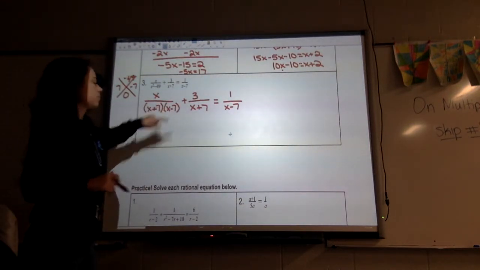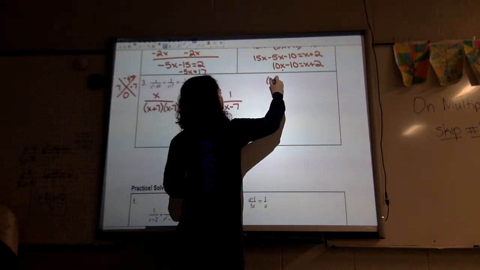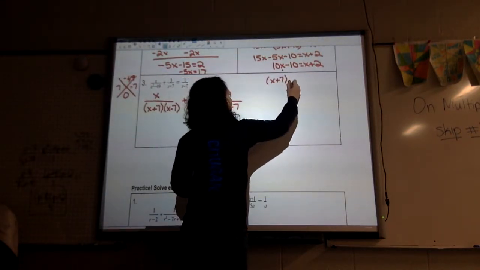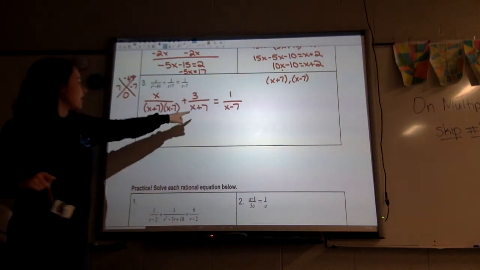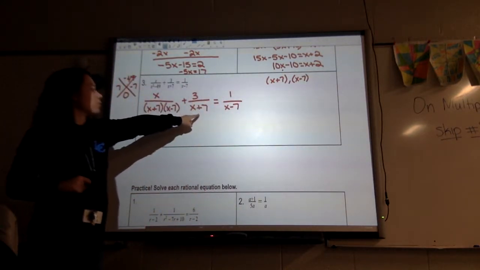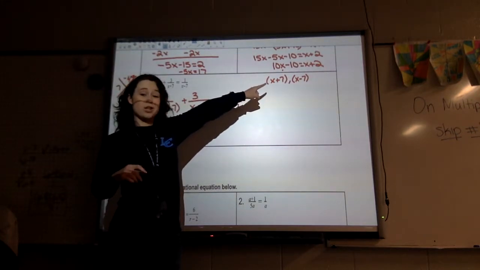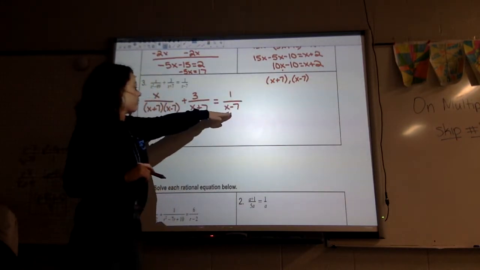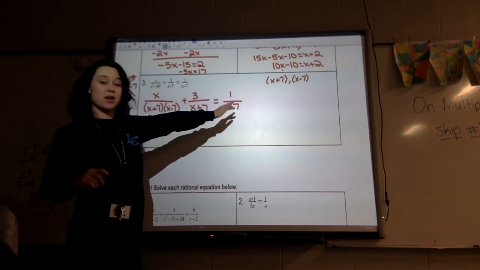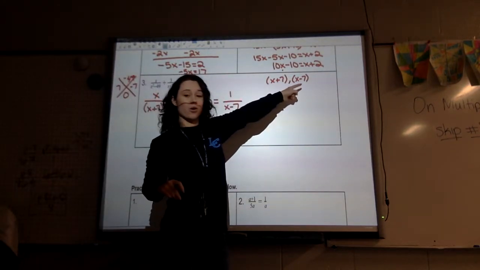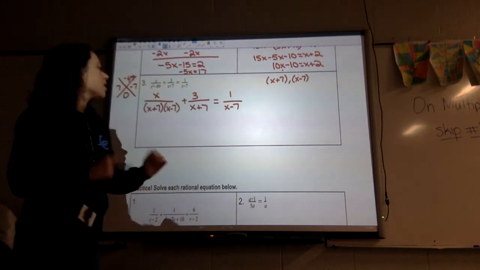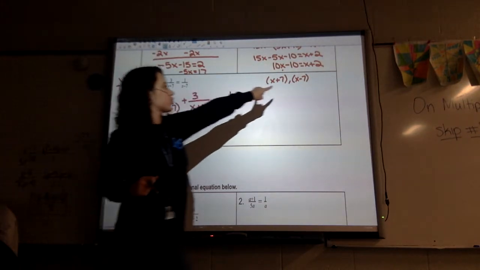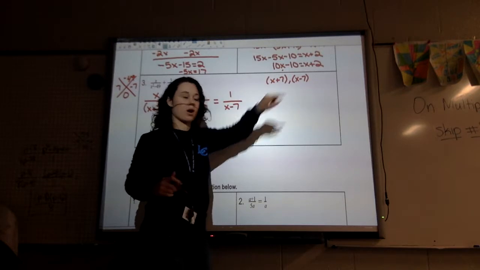Well, in the first one, I see an x plus 7, and I see an x minus 7. If I go to the second fraction, I have an x plus 7. Well, I already wrote that. I don't need to write it again. If I go to the last fraction, I have an x minus 7, and again, I already wrote that down, so I don't need to write it again. So once I have my list, I'm going to multiply each fraction by these 2 things right here.